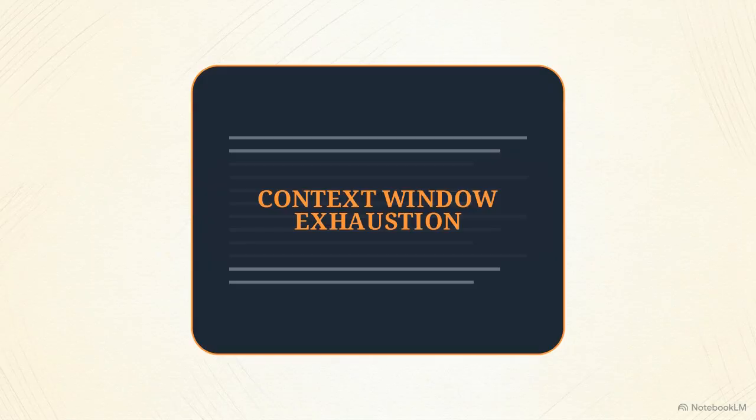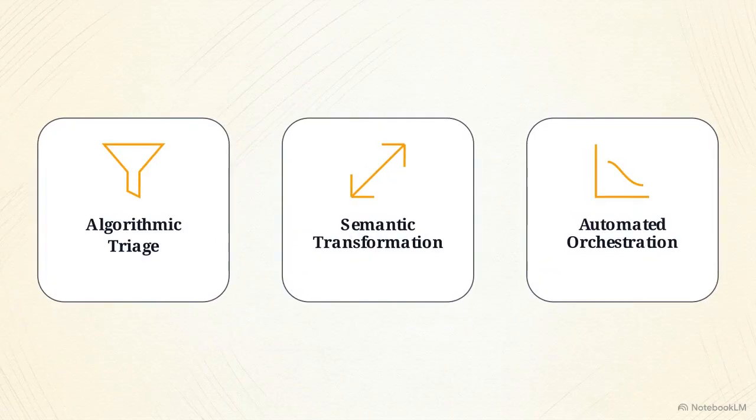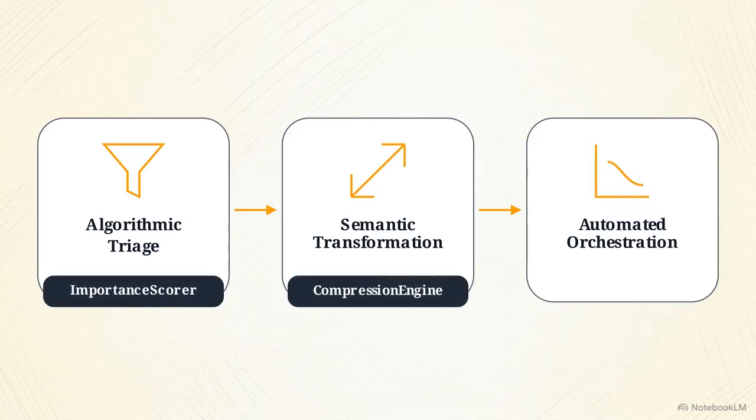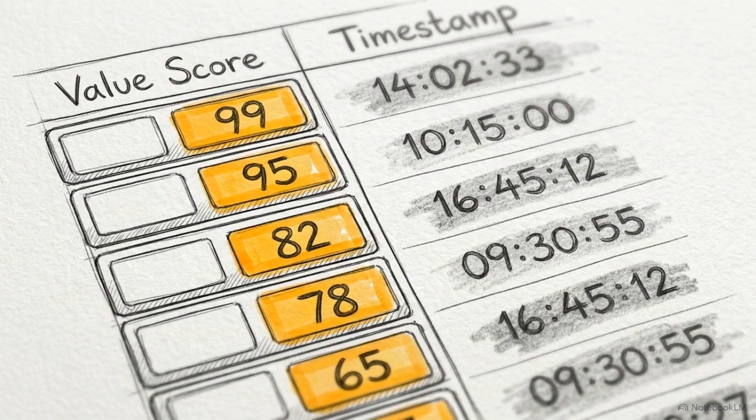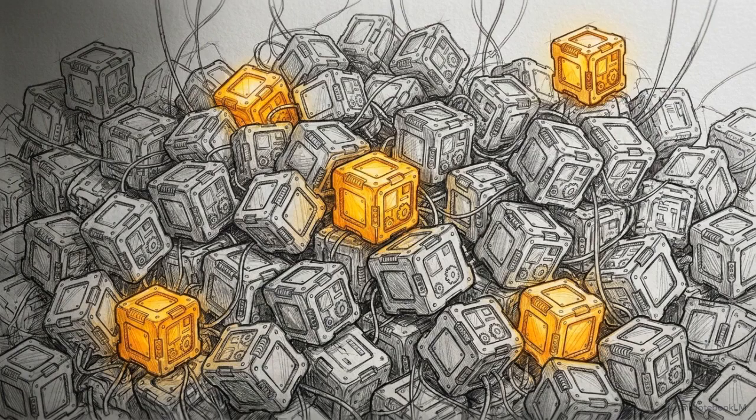It addresses the context bottleneck by breaking the problem into 3 modular operations: algorithmic triage, semantic transformation, and automated orchestration. These operations are handled by 3 specific classes: the importance score, the compression engine, and the forgetting curve. Moving away from a strict temporal history to a budget-driven, value-ranked memory store provides a predictable foundation for building agent state over extended runtimes.